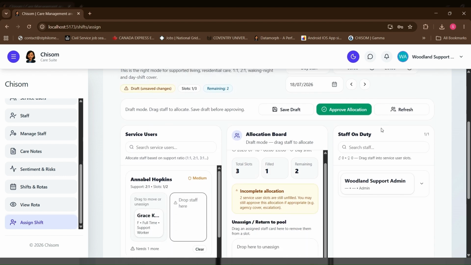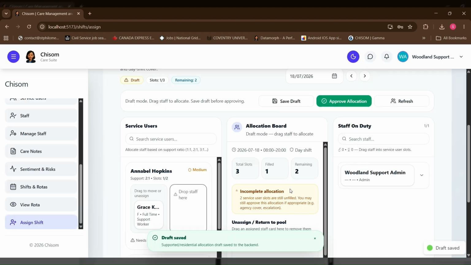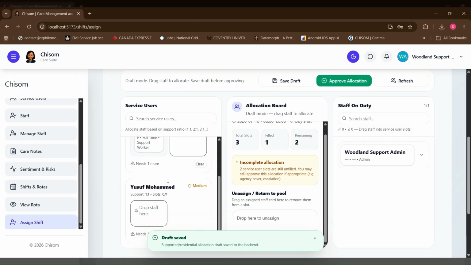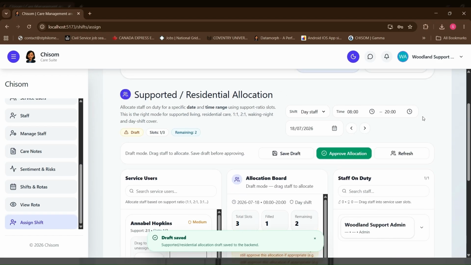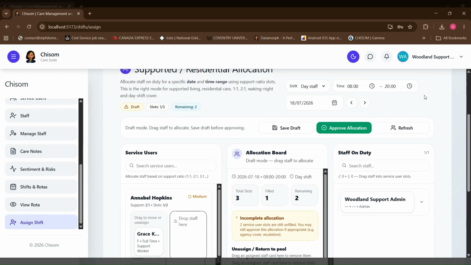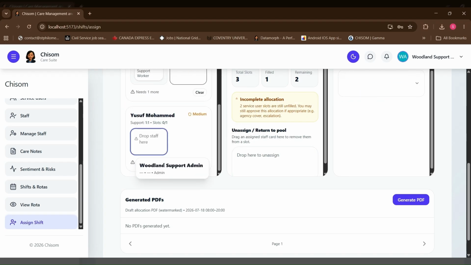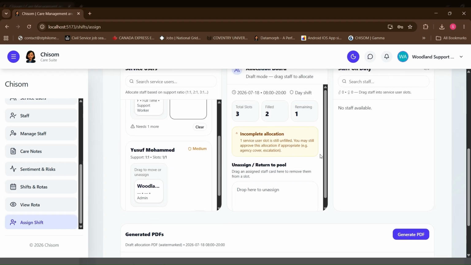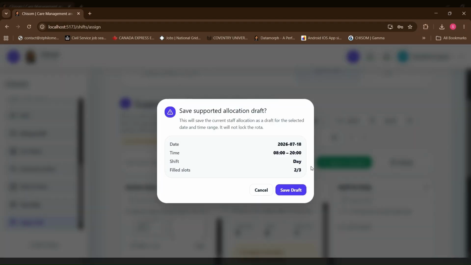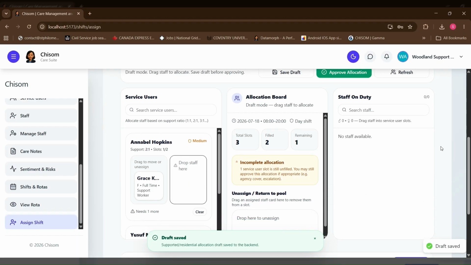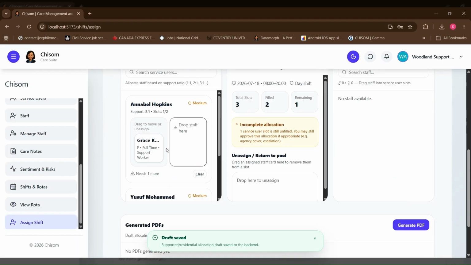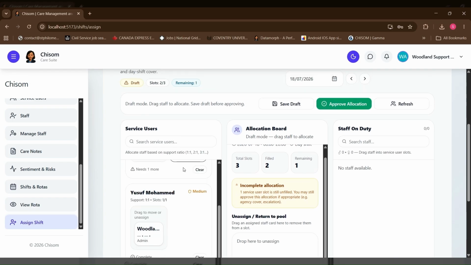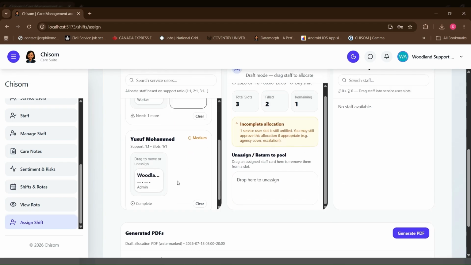Okay, let me take this off. Save draft. So that has been saved. So let me say, for instance, let me drag this to this. Okay, save.